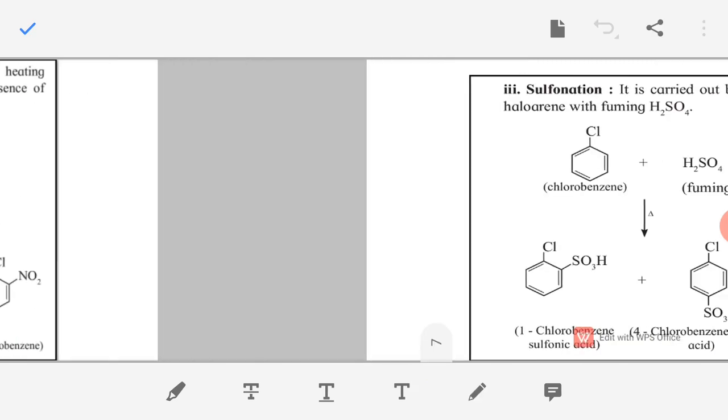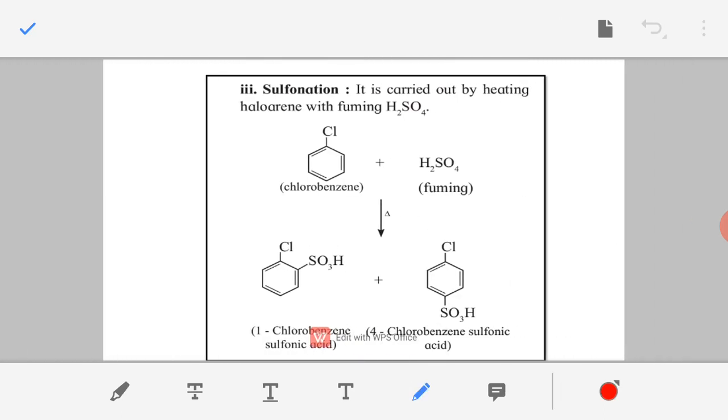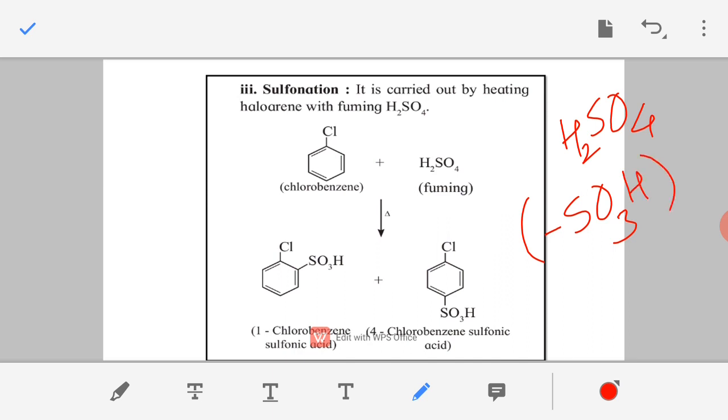The next reaction we have to see is sulfonation. Sulfonation is always in presence of sulfuric acid, H2SO4. Okay, and sulfonation means the introduction of a sulfonyl group, the SO3H group. The sulfuric acid we have to write like that. In short, we write OH as SO3H, so sulfuric acid is H2SO4.